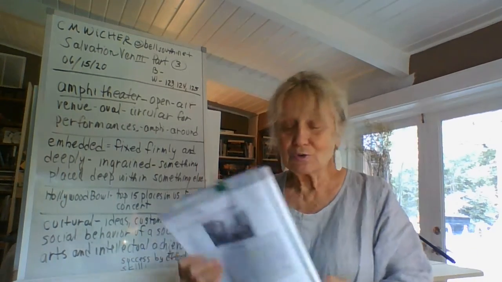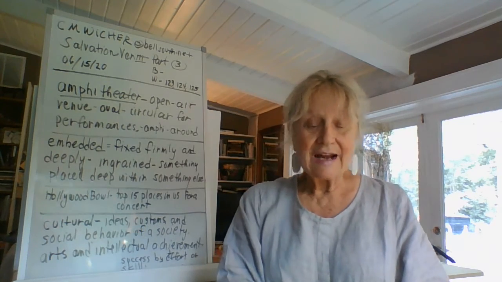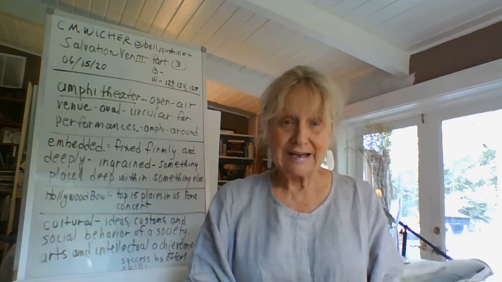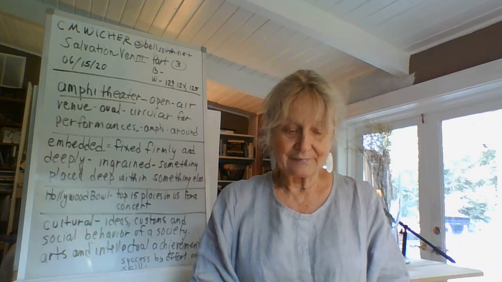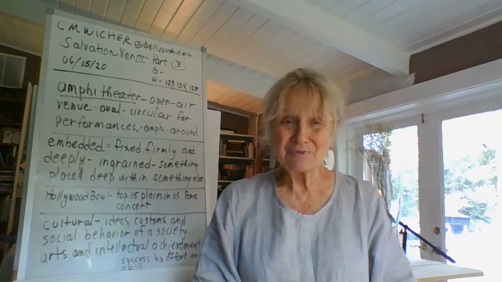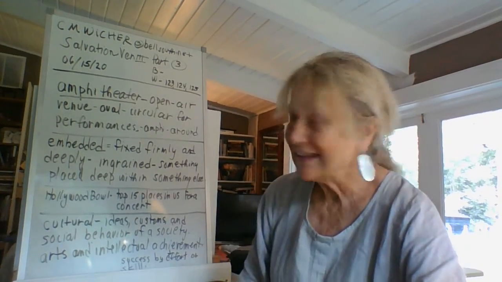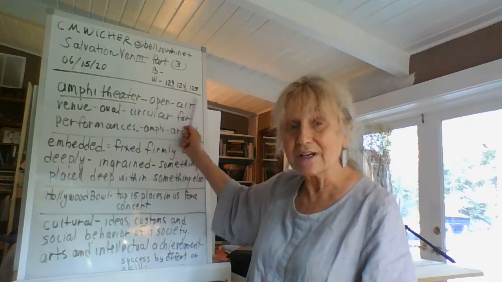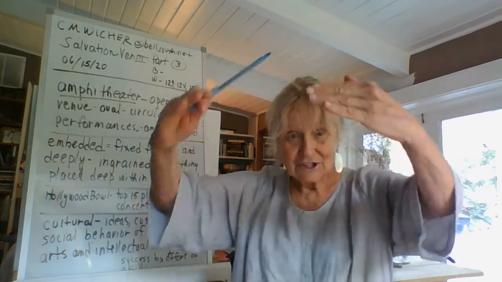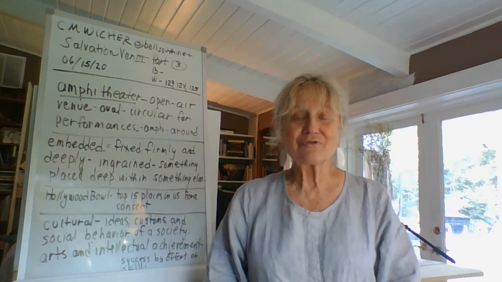If you turn to page 123, you will see an amphitheater in the lower right-hand corner of the picture. This particular amphitheater is called the Hollywood Bowl, so you can see why it's called bowl. An amphitheater is open, half open, circular, round, and it is used for performances.